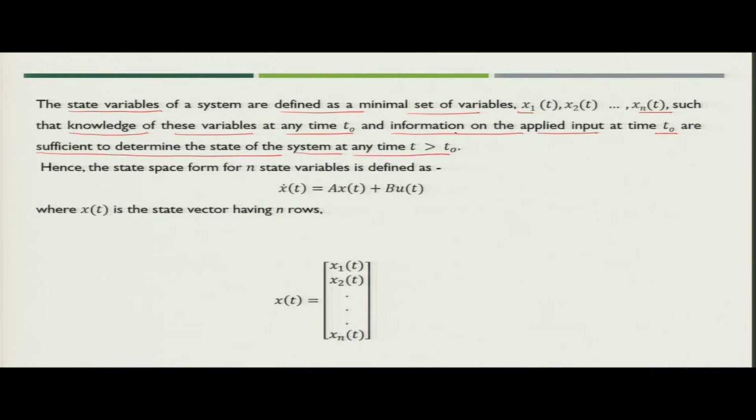So, if you have knowledge related to these state variables at time t equal to 0, you can specify the system state for any time t greater than 0 with the help of these state variables. So, in state space form, these n state variables you can define as x dot t is equal to a x t plus b u t.